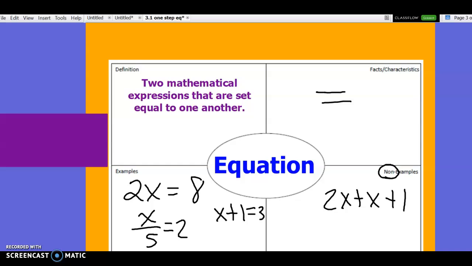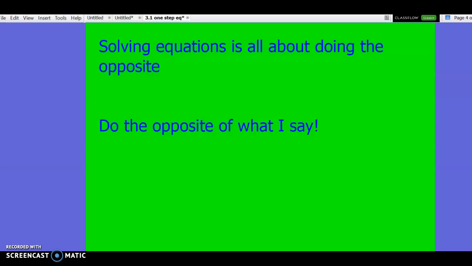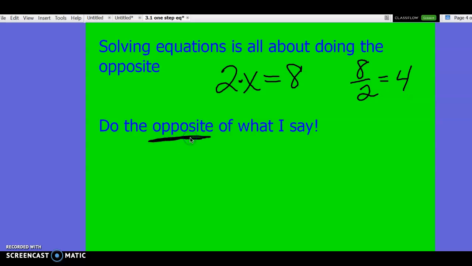So to get started on solving equations, think about if I give you an equation, for example 2x equals 8. What that means is 2 times some number is 8. So what I need to do is go backwards to figure out 2 times what number is 8. How do I go backwards? I do the opposite. And the opposite of multiplying would be dividing. So I would take 8 and divide it by 2 to figure out that 2 times 4 is 8.